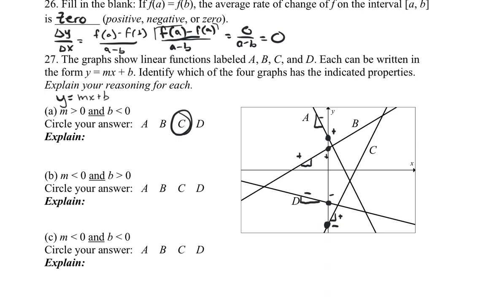B, slope less than 0, so negative slope with a b greater than 0. So we go above the x-axis and find whichever one has a negative slope, and that is A. And C, slope less than 0 and b less than 0. So once again, we go below the x-axis and find the line with a negative slope, and that's going to be D.